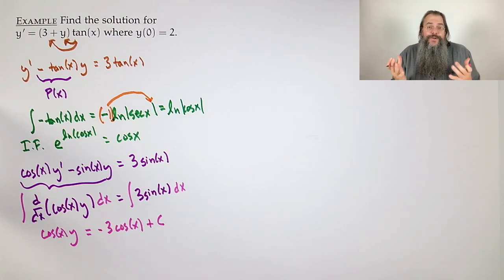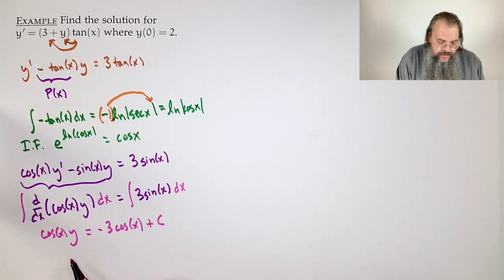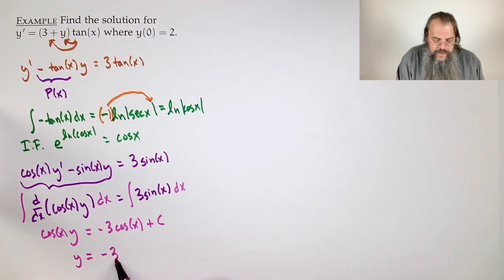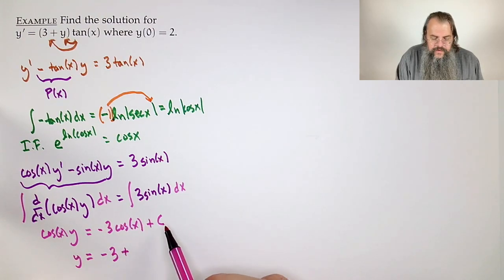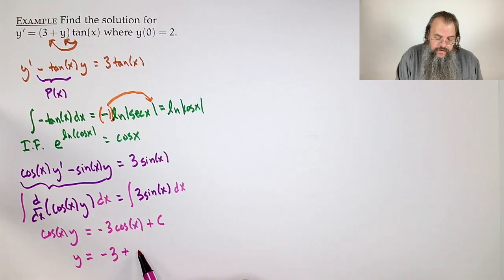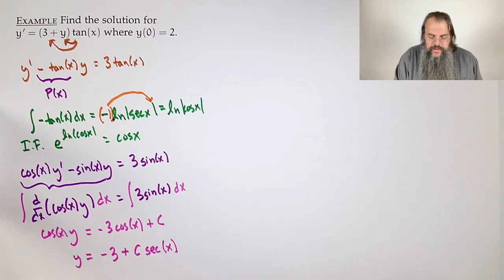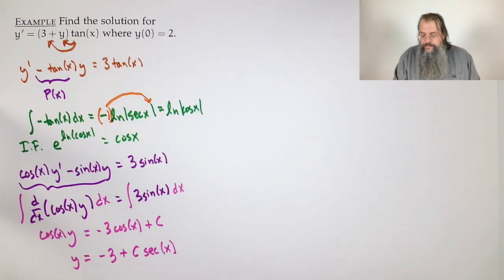And now we're almost done. There are two things left. Let's get y by itself. So we'll divide everything by cosine. That says y would be negative 3, because the cosines cancel there, and then c divided by cosine. Well, dividing by cosine is the same as multiplying by secant. And so that's our nice general solution.